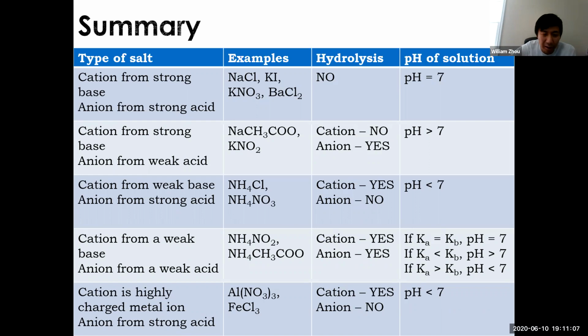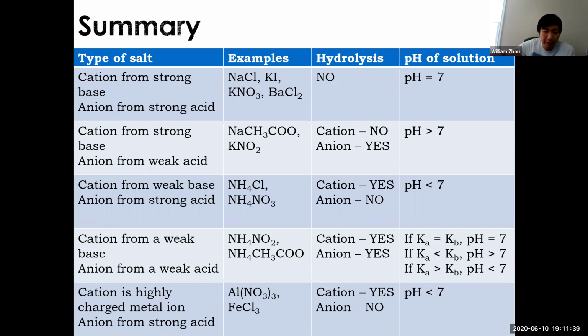A cation from a strong base, well, they're not going to do anything. With an anion from a weak acid, so in the second row, if you have a weak acid, the anion, the conjugate base, will be a weak base. So yes, you will react with water. The positive ion won't, but the negative ion will. And because it is a weak base, you will make the solution basic. pH will be greater than 7.